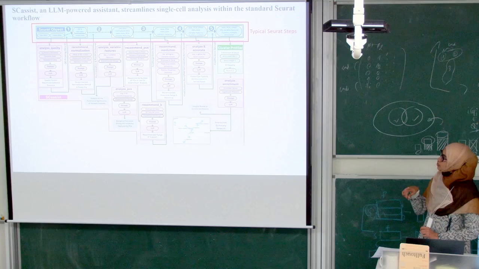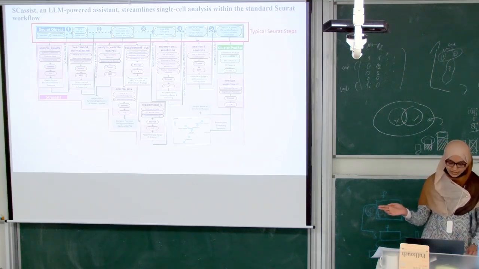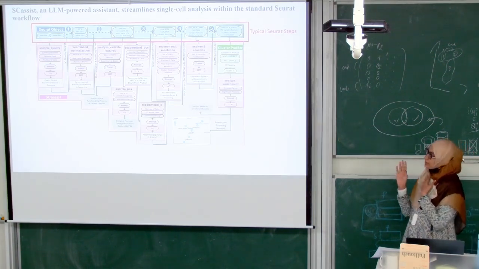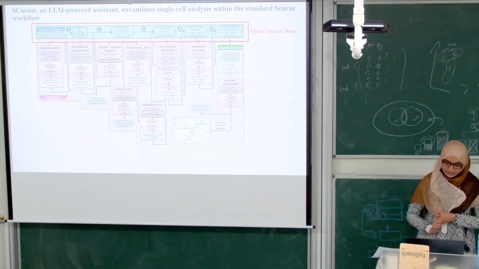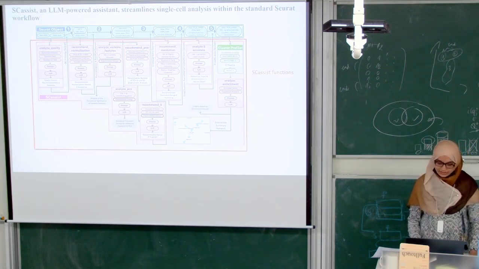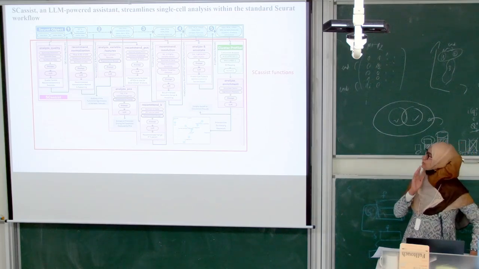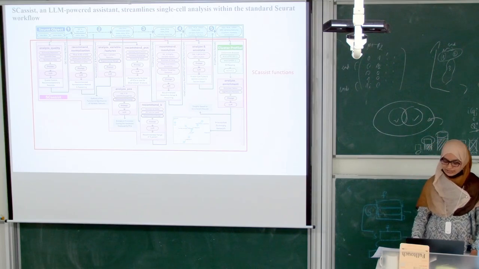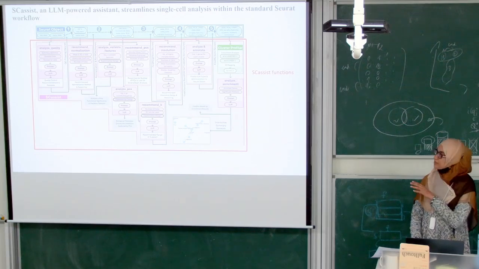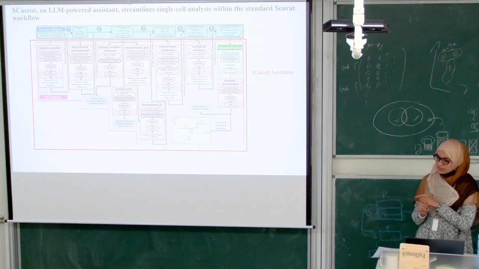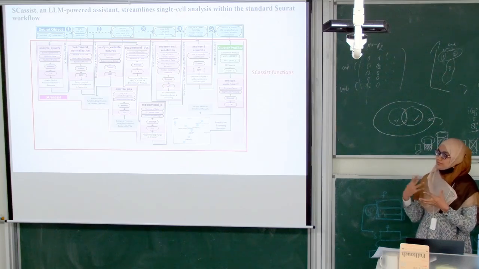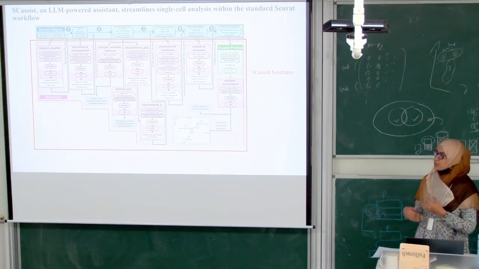This is the architecture of the LLM-powered assistant. The top part shows the typical steps that involve normalization, dimension reduction, clustering, and all those steps. What they did is these pink colored boxes are the SingleCellAssist functions, and they incorporated them into the steps. Then they use the LLMs to derive insights and ask the LLMs to give them the best parameter that can be used for the next step.